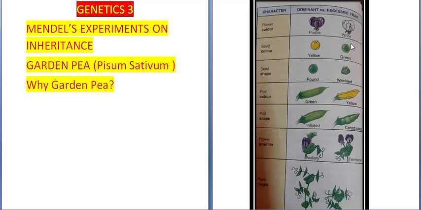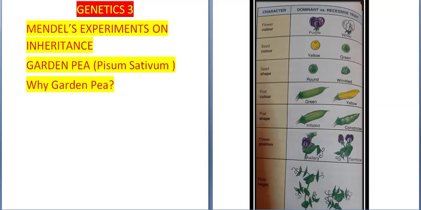Pod color: pod is the covering of the seeds inside which the seeds are present. Green color is dominant, yellow color is recessive. Pod shape: inflated shape is dominant, constricted shape is recessive. Position of the flowers: if they are present in the axil of the leaf, they are called axillary flowers, they are dominant, and terminal flowers are recessive. Plant height: if the plant is tall, it is dominant, and if it is dwarf, it is recessive.